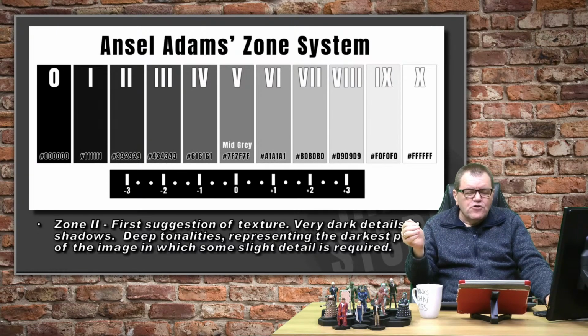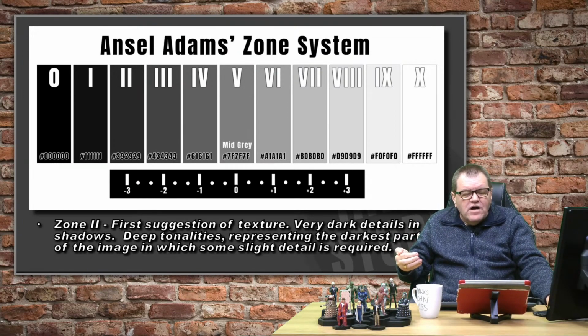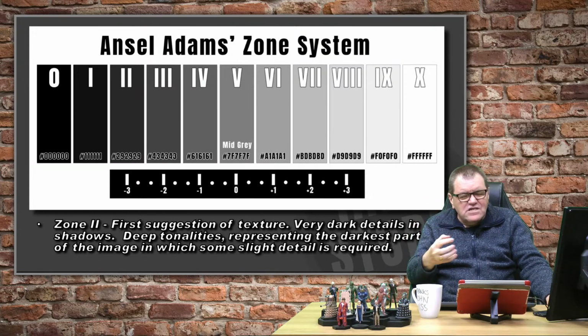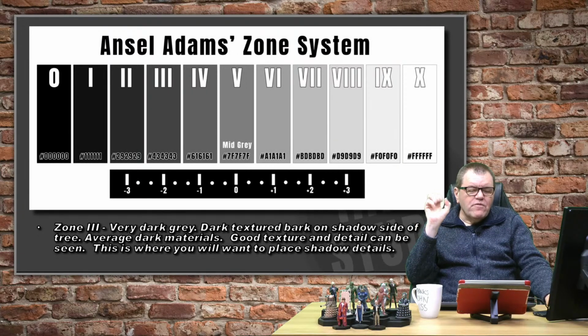Moving up to zone 2, this is where we start to see texture coming in. Very dark details in the shadows, deep tonalities, and this really represents the darkest part of an image. This is where that detail's starting to come through, just being visible. This is your deep shadows showing in there. Then zone 3 is a very dark grey.